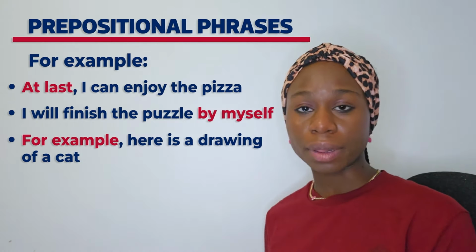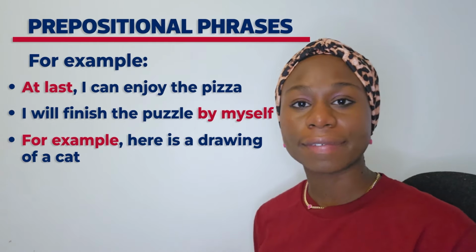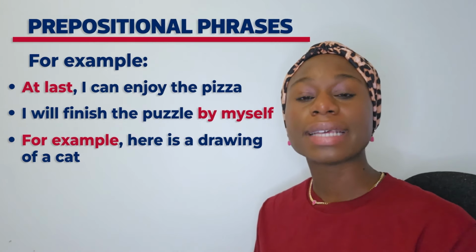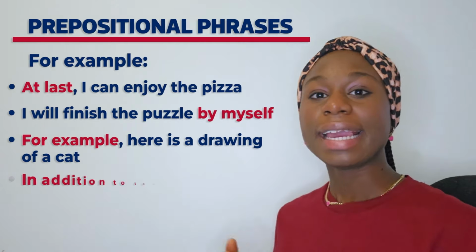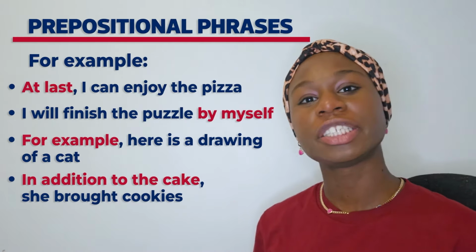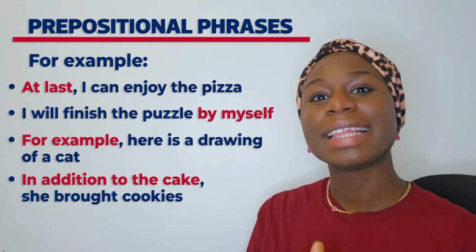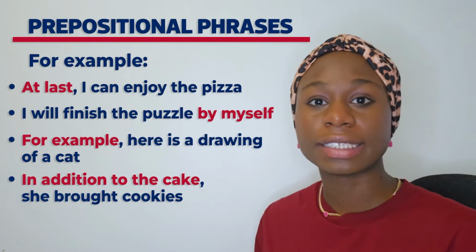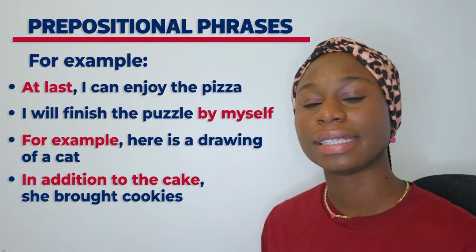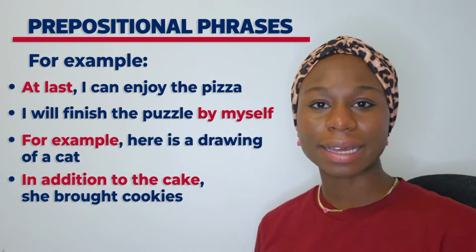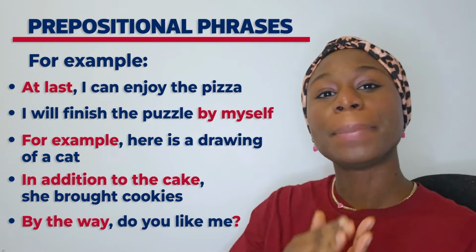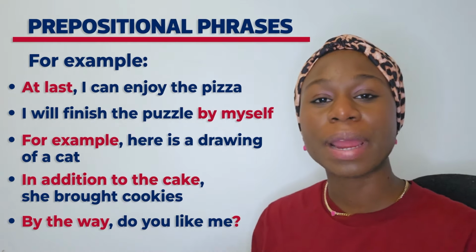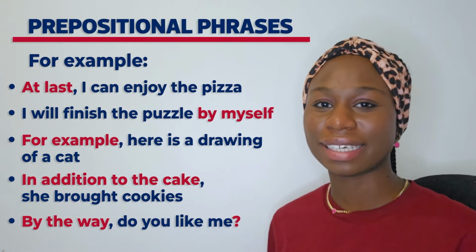For example, here is a drawing of a cat. For example is a prepositional phrase in this sentence. In addition to the cake, she brought cookies. In addition to is a prepositional phrase in this sentence. For the last example, by the way, do you like me? By the way is the prepositional phrase in the sentence.